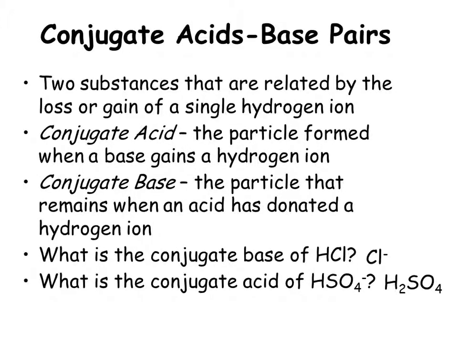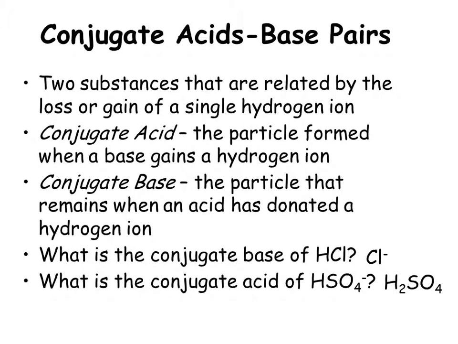So when we remember before, we said that the Bronsted-Lowry acid was the thing that was donating the proton, and the base was the one accepting the proton. So you're going to have a conjugate acid and a conjugate base. You have an acid and a conjugate acid, base and a conjugate base. So let's see what those are.